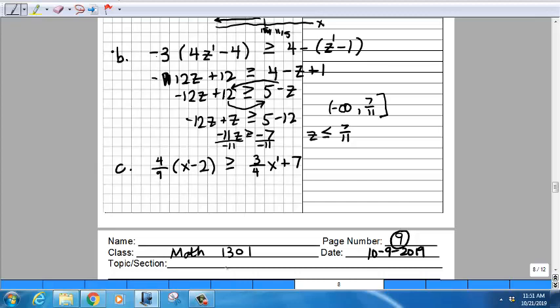So what's our recommended strategy for dealing with the fractions? I'd like to get rid of those quickly. That's my strategy, okay, is to, if possible, eliminate the fractions, all right, because fractions are so messy to work with. So, but what technique can I use to eliminate that 4/9 and that 3/4?